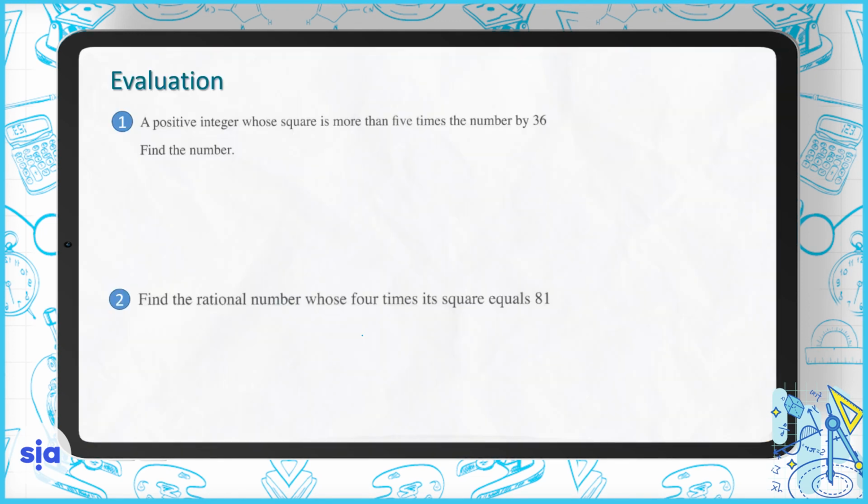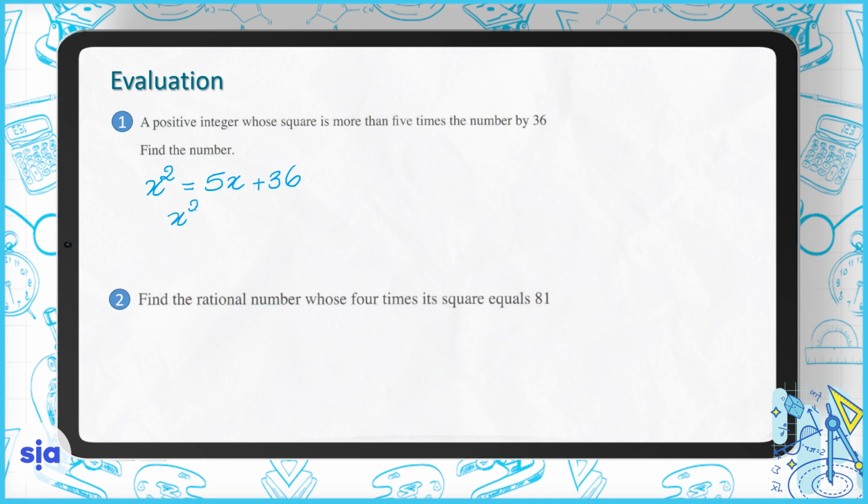A positive integer whose square is more than 5 times this number by 36. So we have a positive integer, its square, x squared, is more than 5 times the number by 36. So x squared equals 5x plus 36. How can I solve this?